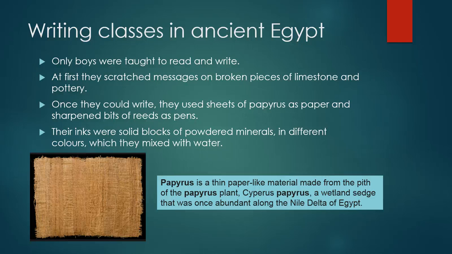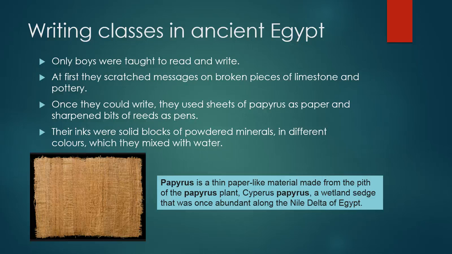At first, they scratched messages on broken pieces of limestone and pottery. Once they could write, they used sheets of papyrus as paper and sharpened bits of reed as pens. Their inks were solid blocks of powdered minerals in different colours, which they mixed with water.